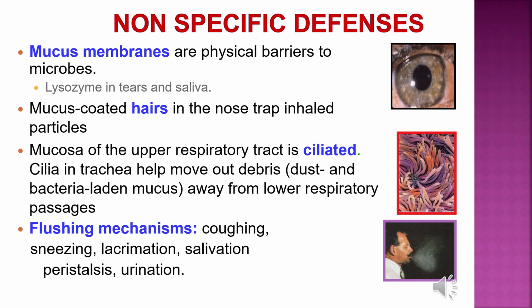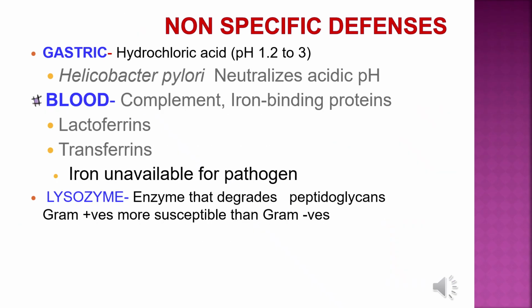Then mucus coated hairs in the nose trap inhaled particles. Mucosa of the upper respiratory tract is ciliated, and the cilia in the trachea help move bacteria away from the lower respiratory passage. Flushing mechanisms like coughing, sneezing, lacrimation, salivation, peristalsis, and urination all help to flush out the microorganisms.